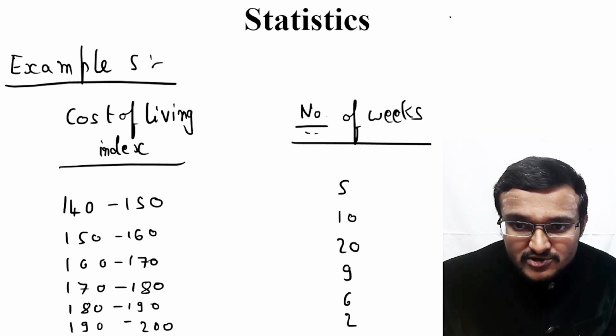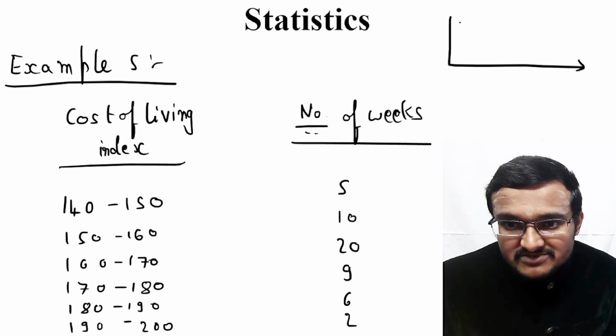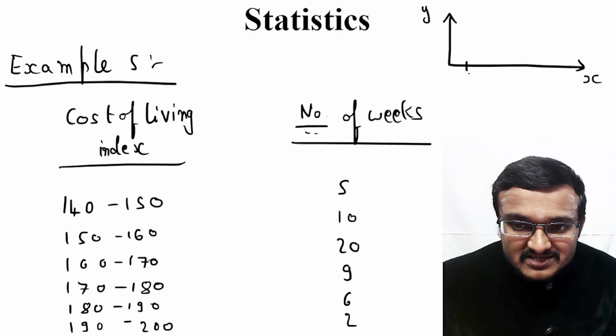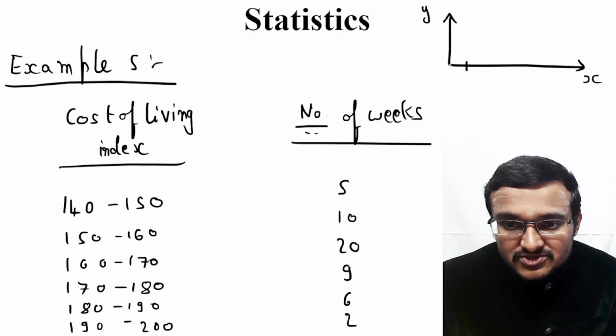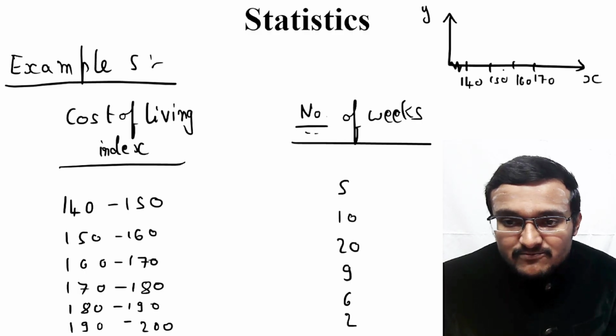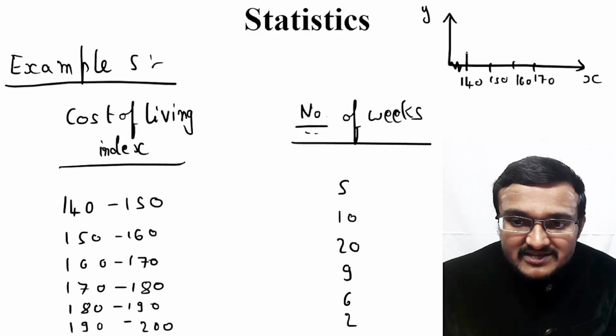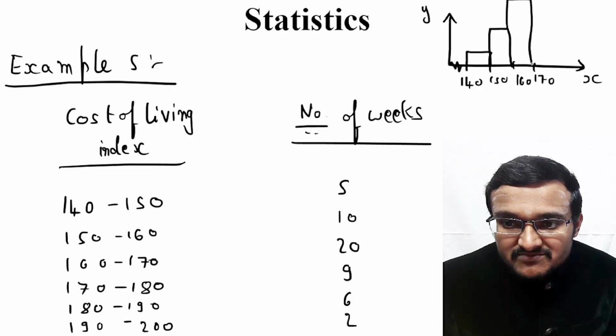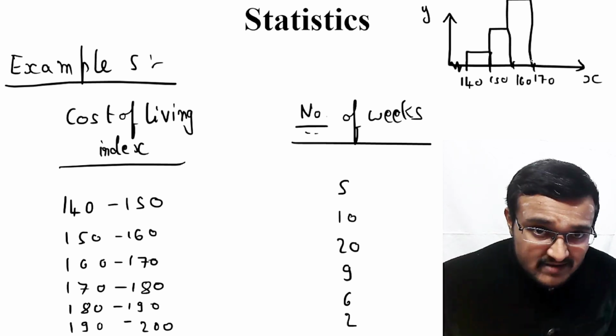So previously, if you want to plot a histogram plot, then you could have just taken y-axis and x-axis. So here you can just show the break and start from 140 to 150, 150 to 160, 160 to 170. Like this you can plot, and from 140 to 150 it is 5, from 150 to 160 it is 10, from 160 to 170 it will be 20. Something like this you can go on plotting the histogram plot.